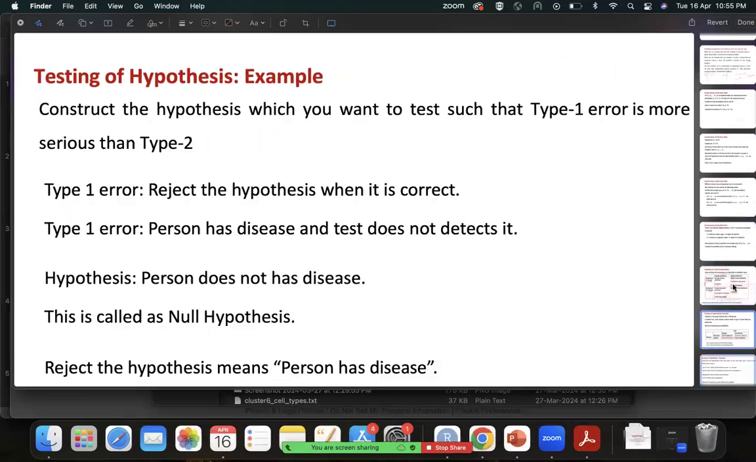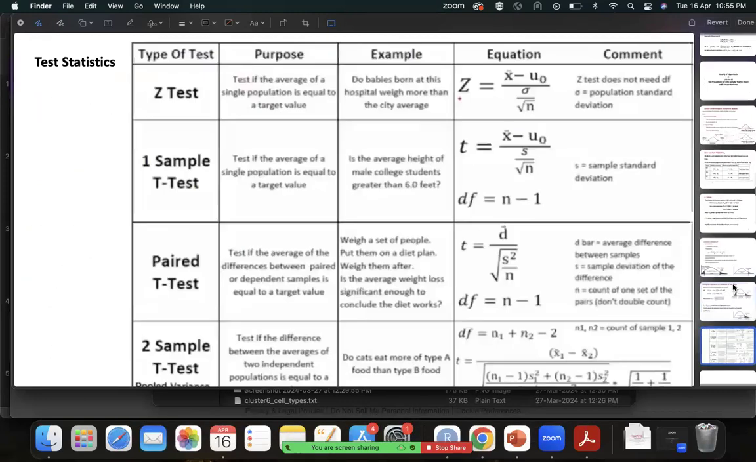I'm so sorry. It just keeps going to that slide somehow.